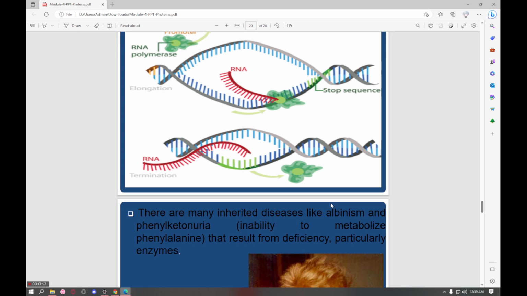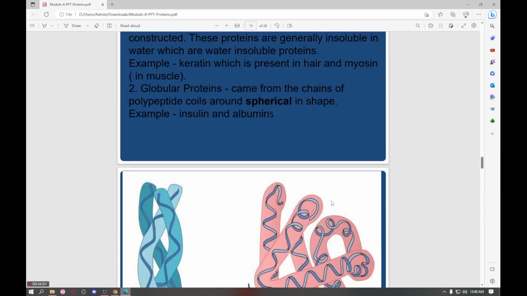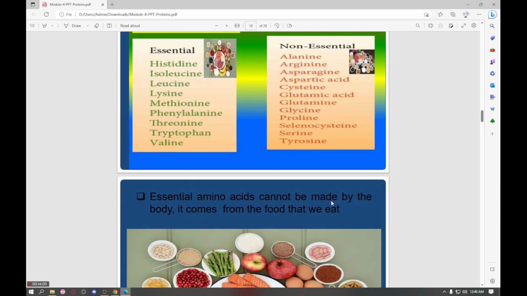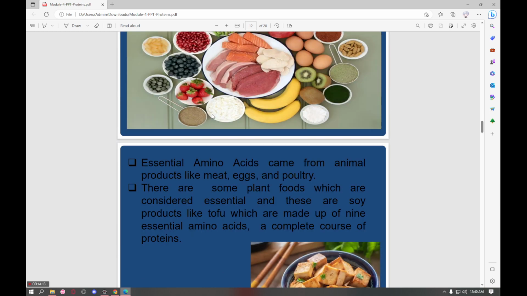So there are many inherited diseases like your albinism. So alam naman natin yung albinism, para yung iba yung kanilang kulay. And then the phenylketonuria, which is the inability to metabolize your phenylalanine. So your phenylalanine is found here in your essential amino acids. So look at this. Okay, so phenylalanine is here, in your essential amino acids.